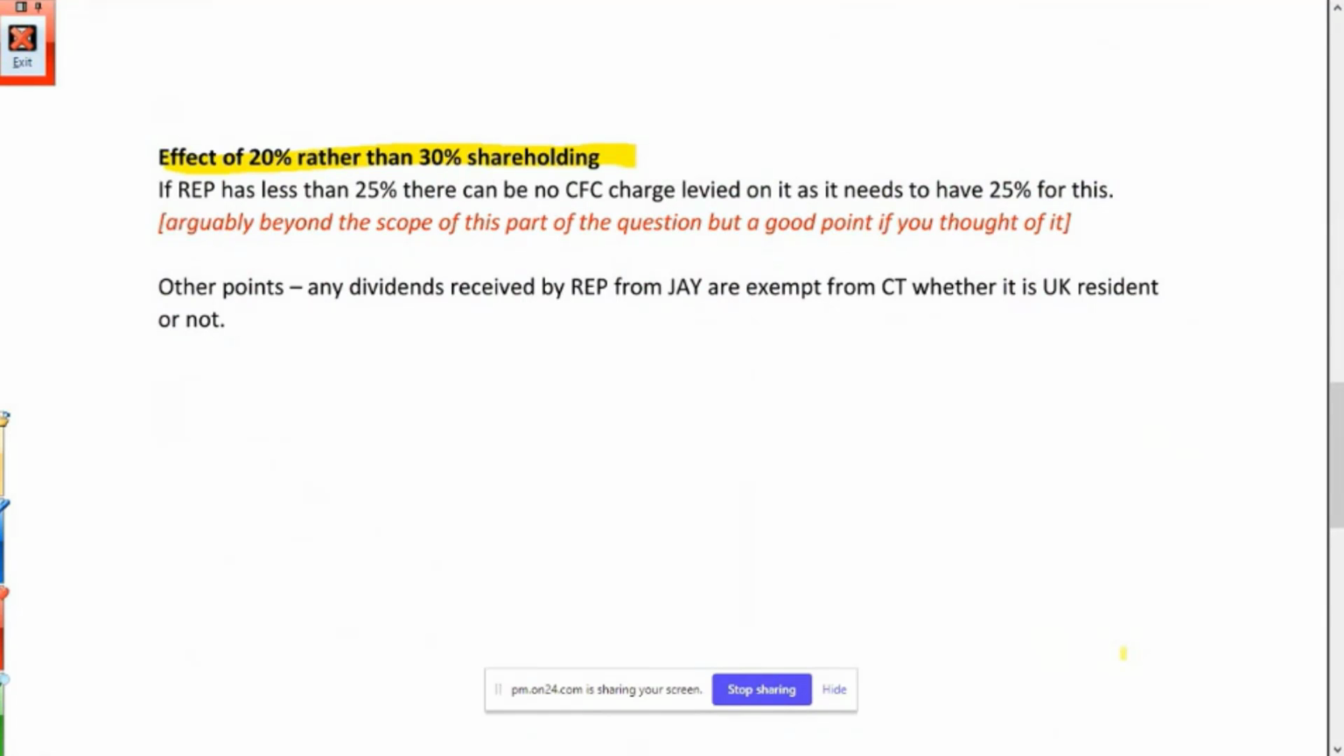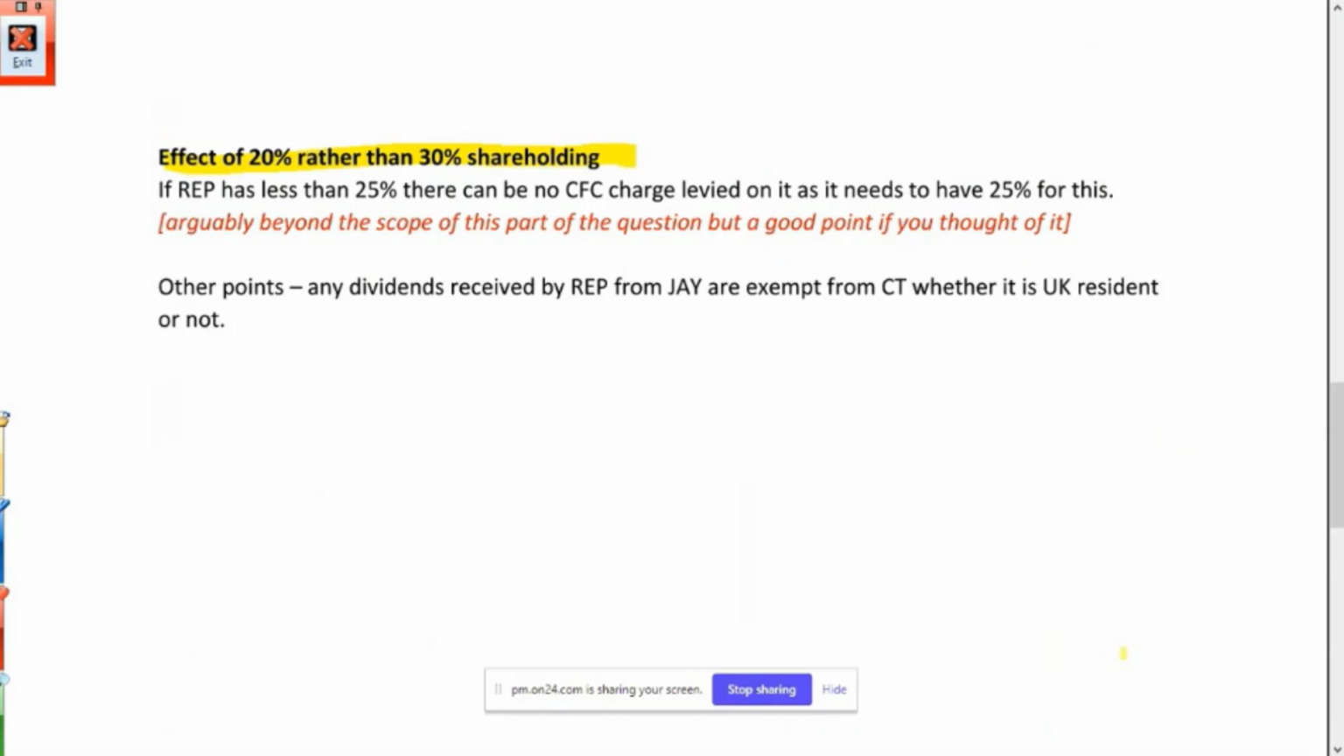Well, actually, there's not really anything to say here. But if you thought of this, I've put in this point, which is arguably beyond the scope of this part of the question. If you thought of it, definitely put it in. I'm sure you'd get the credit in terms of a mark. If REP has less than 25% of the shares, there can't be any CFC charge. Now, later on, it tells you they're not bothered about there being a CFC charge. But it is correct to say if they have less than 25% of the shares, there can't be a CFC charge at all, whereas there could, in theory, be one if they had more than 30%. But arguably, that's a wee bit beyond the scope of the question.